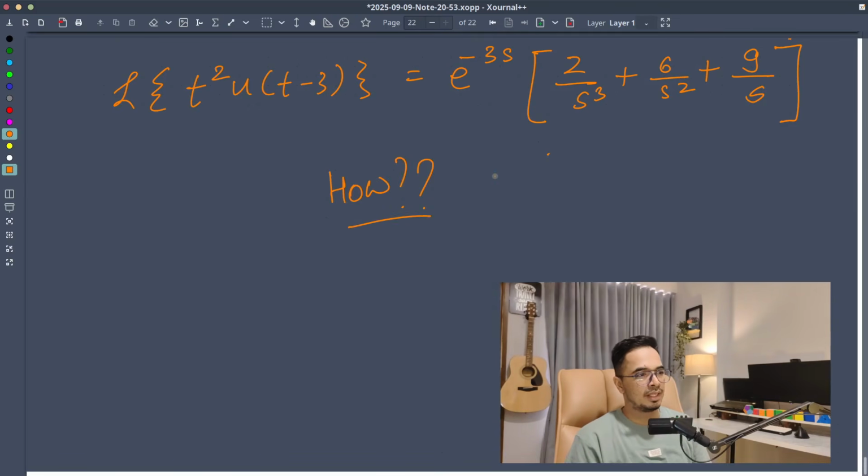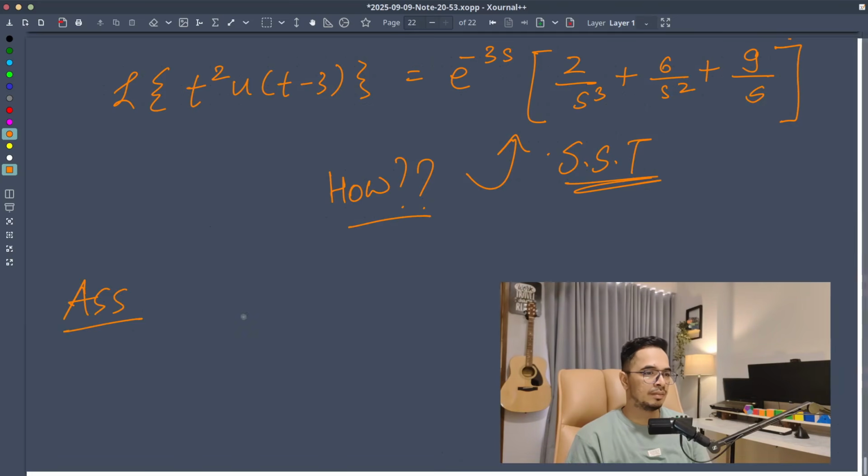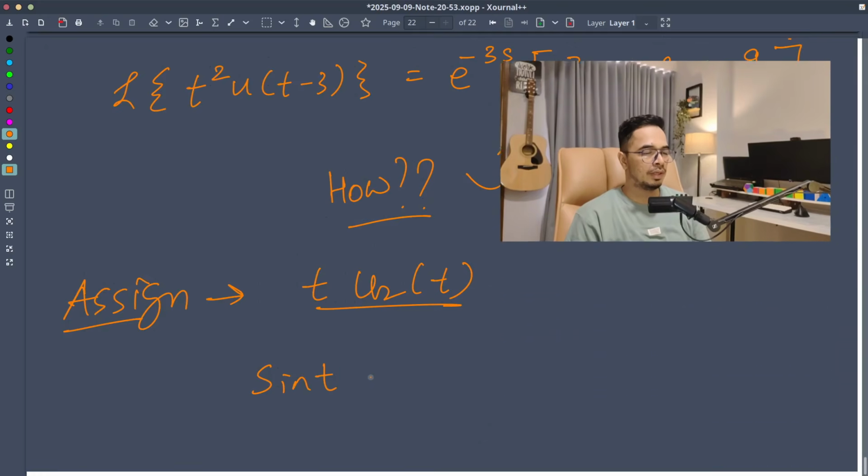Now, for assignment, I expect you to try and solve these problems. One is t into u(t-2), then sine t into u(t-4). And there will be very interesting applications for the second shifting theorem. All right.